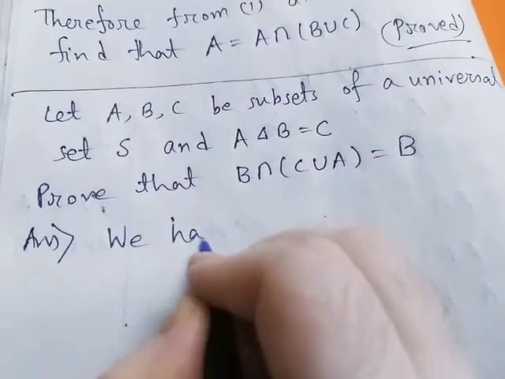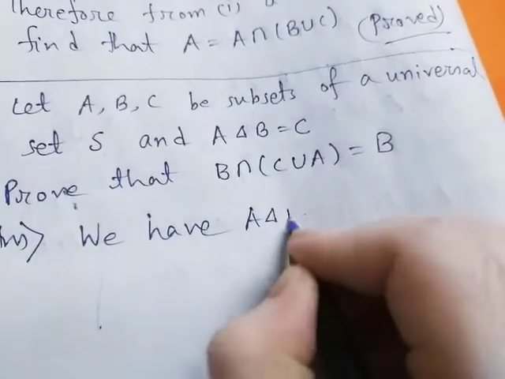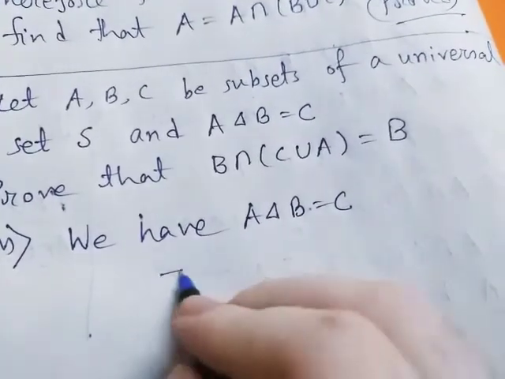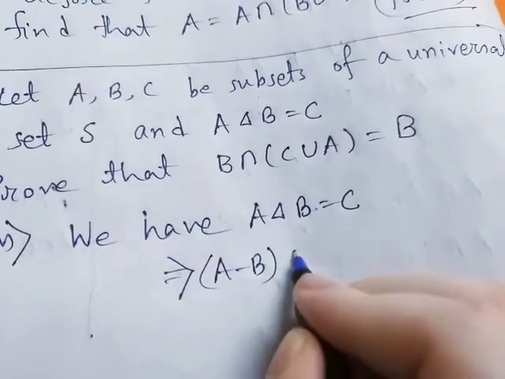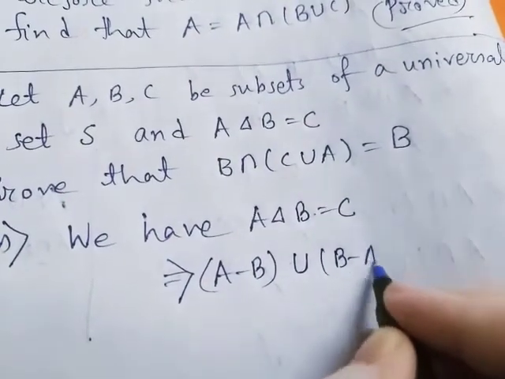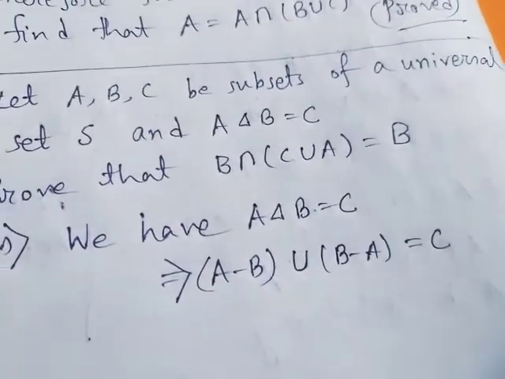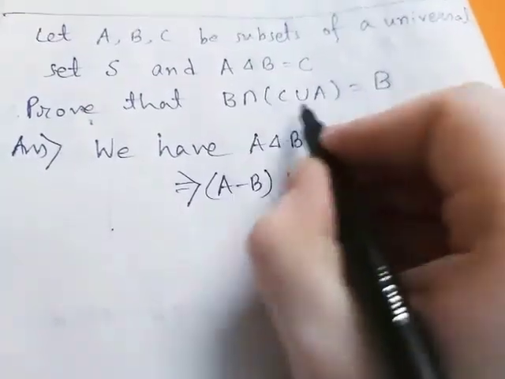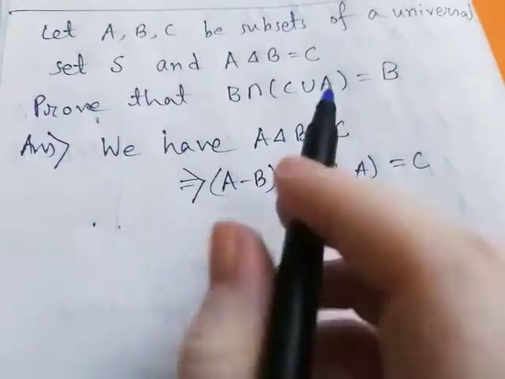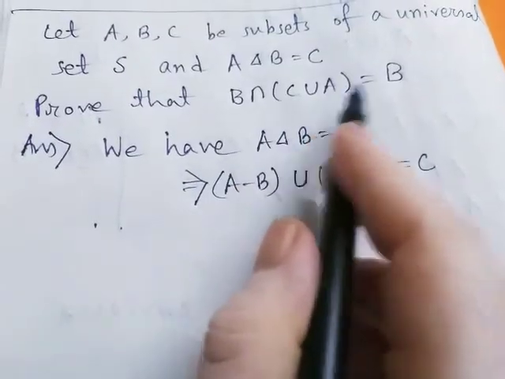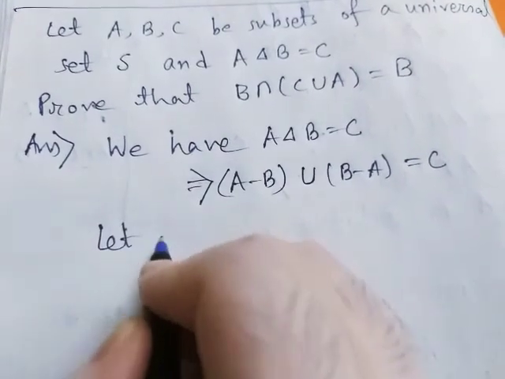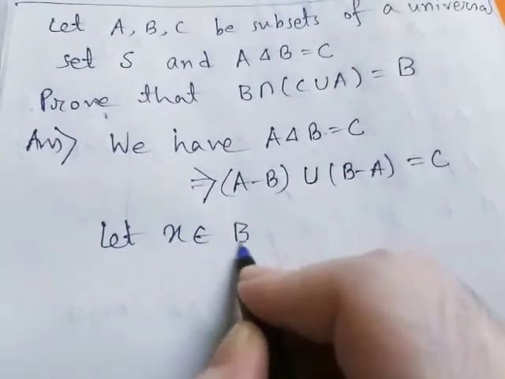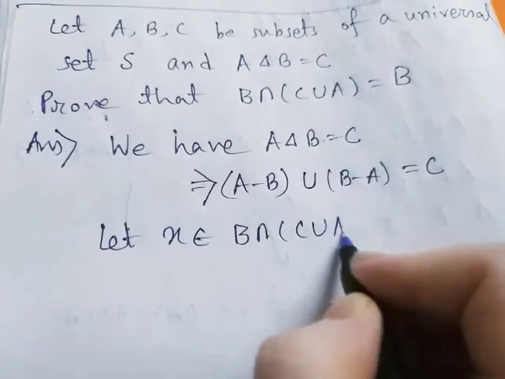We have A delta B equal to C. Now from the definition of symmetric difference, we know this will be (A minus B) union (B minus A) equal to C. Now to prove these two sets are equal, we show B intersection (C union A) is a subset of B, and this is obvious. To show this, let X belong to B intersection (C union A).